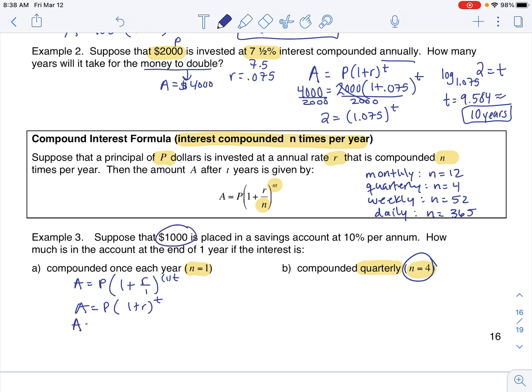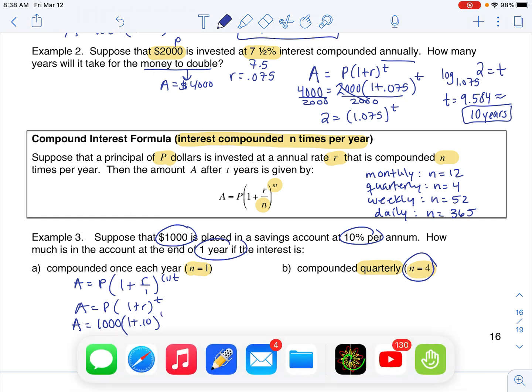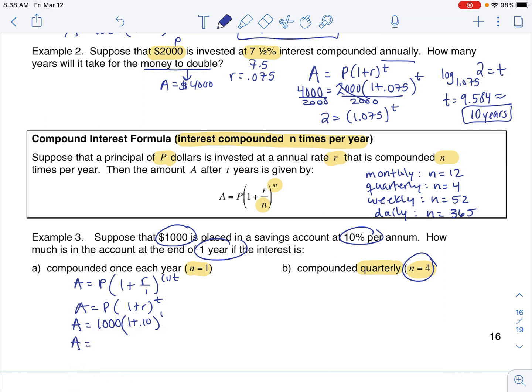$1,000. We're going to go ahead and solve this one. $1,000, 10% is our interest rate, and at the end of 1 year, they want it. So this would just be 1,000 times 1.10. You guys could kind of do this one in your head. That's $1,100 at annual interest rate, compounded once a year.